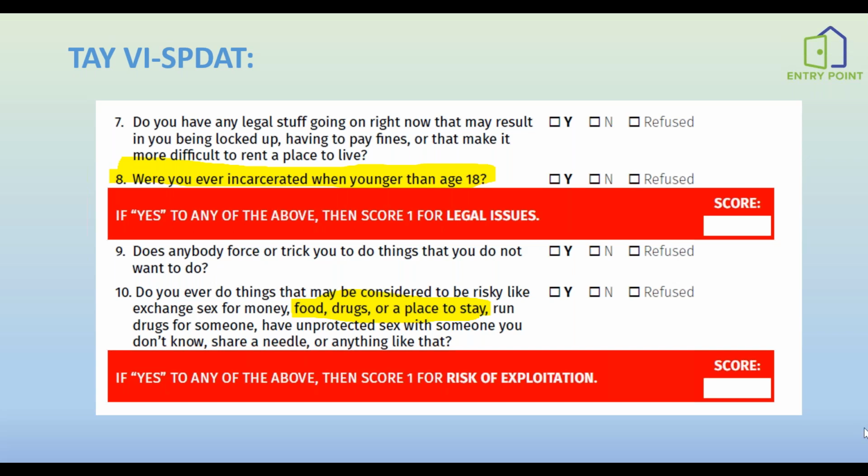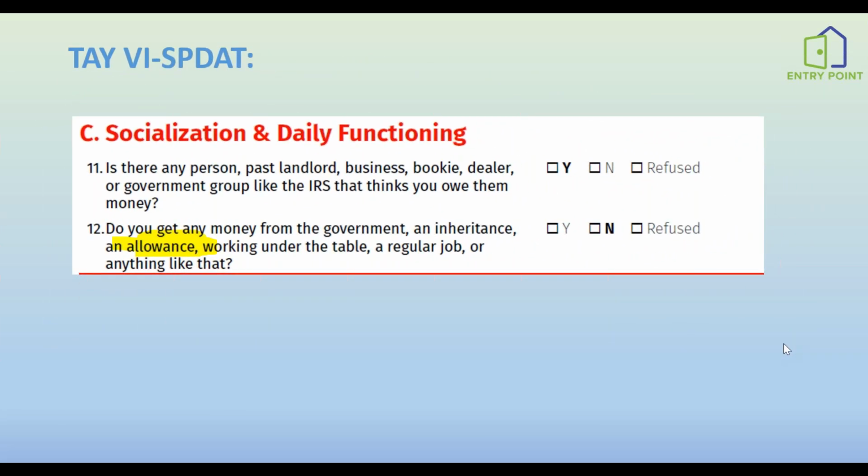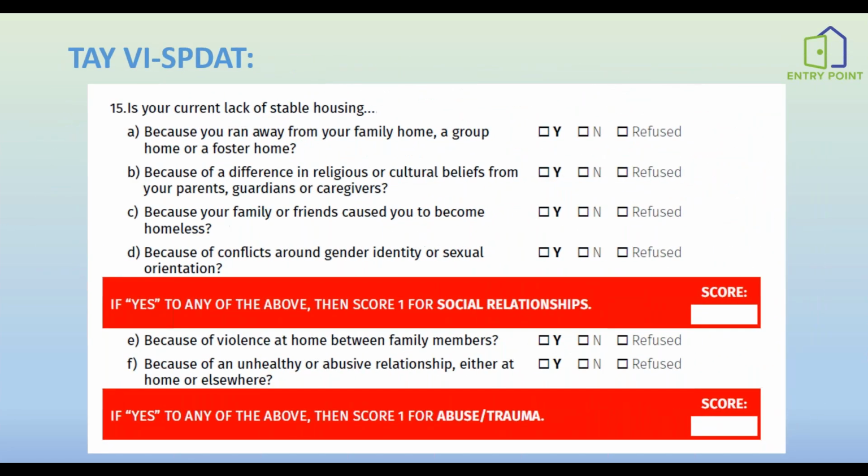Question 10, where it talks about risky behavior, includes survival sex for food, drugs, or a place to stay in addition to money, because most homeless youth have participated in survival sex trading. There's some other language in the income section to account for the fact that we're talking about young people.